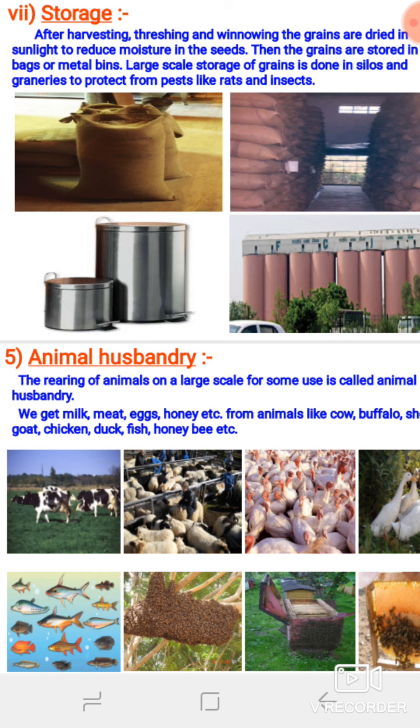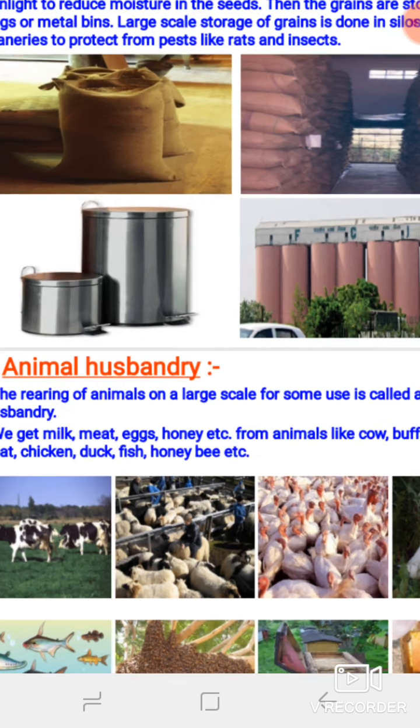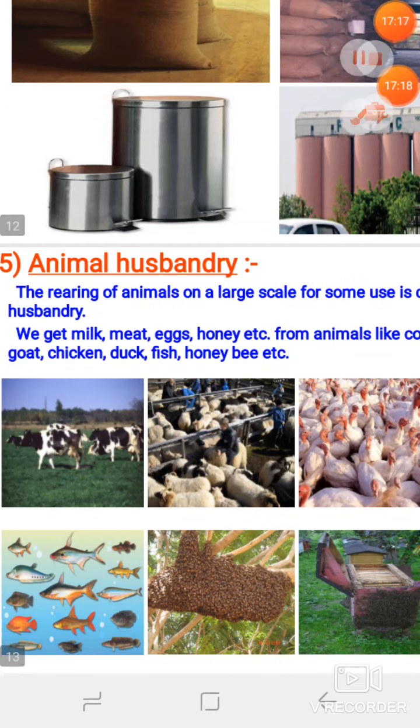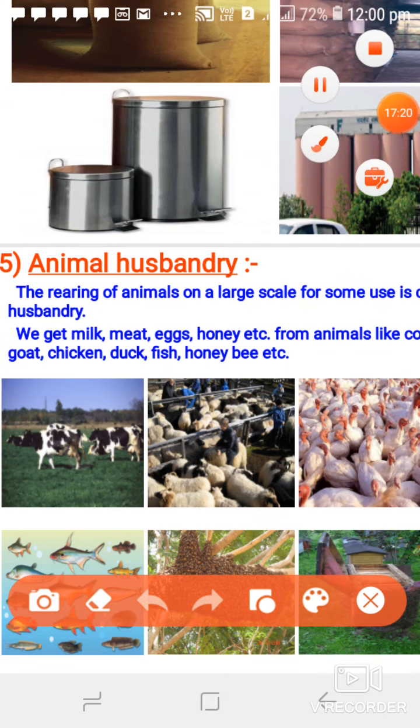Okay students, so that is all about the first module of our science. In the next module we will take the next topic, and the topic is animal husbandry.